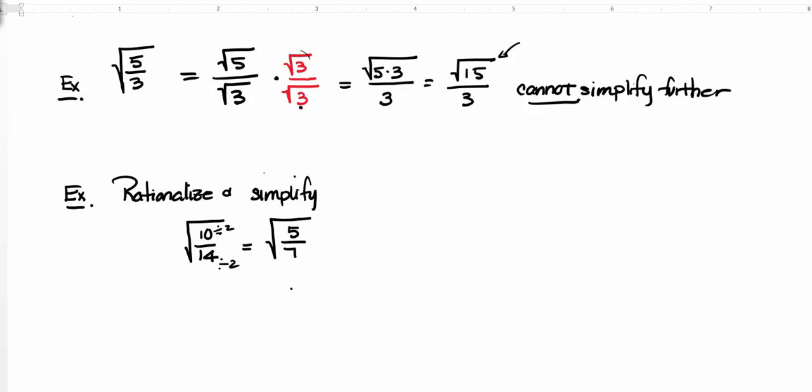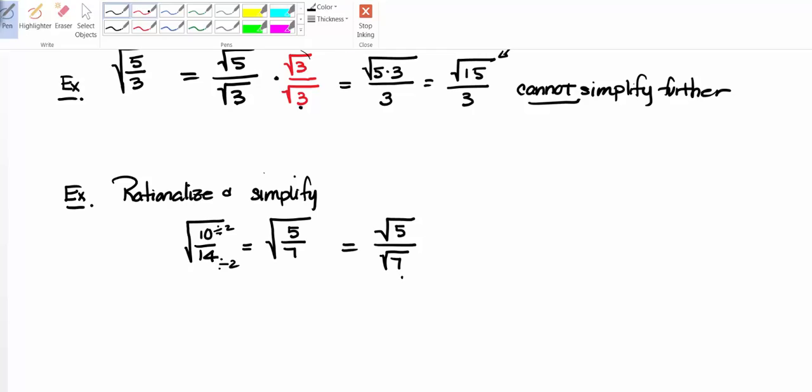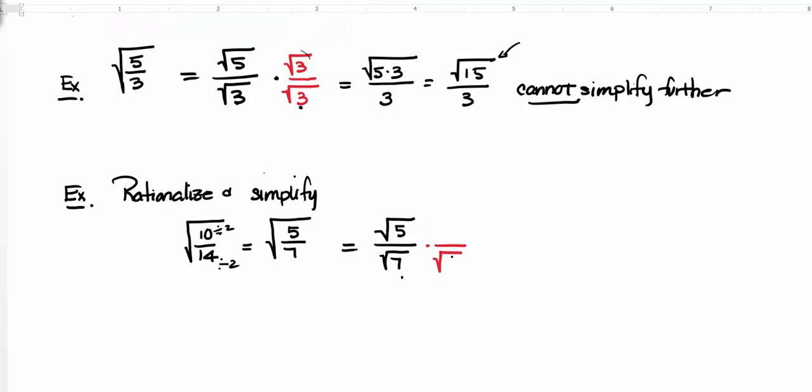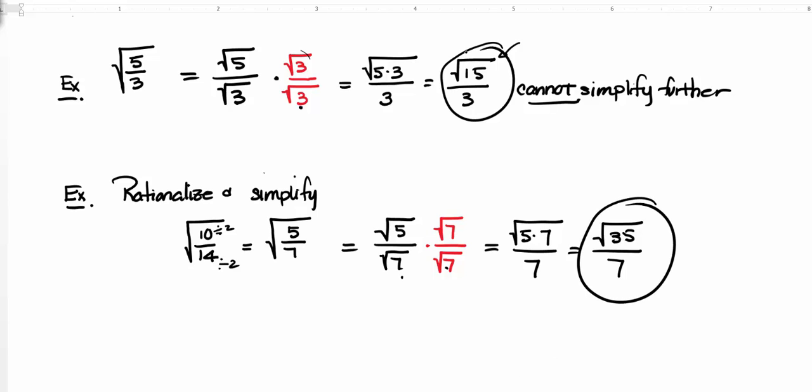Okay, so I still have a fraction left in my radical. So I'm going to go ahead and split this up. And I still now have a radical in the denominator. So what do I do? I multiply by the square root of 7. So the square root of 7 times the square root of 7 simply gives me 7. And up top I have the square root of 5 times 7, which gives me the square root of 35 over 7. And that's my answer. And again, that cannot be simplified any further.